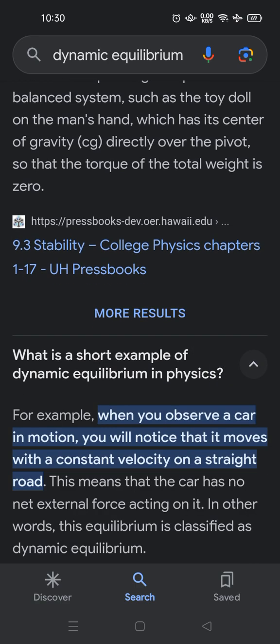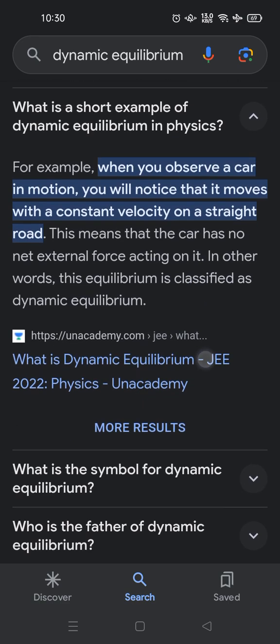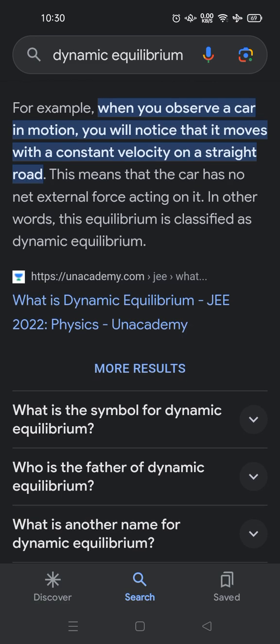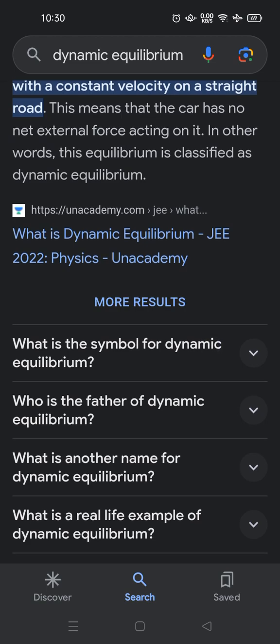What is a short example of dynamic equilibrium in physics? For example, when you observe a car in motion, you will notice that it moves with a constant velocity on a straight road. This means that the car has no net external force acting on it. In other words, this equilibrium is classified as dynamic equilibrium.